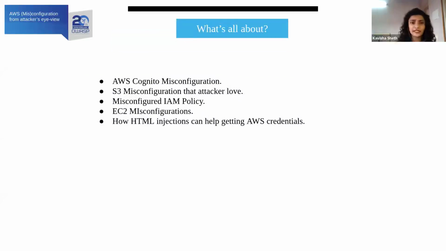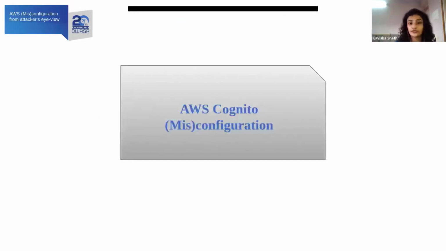I will be discussing AWS Cognito misconfiguration, S3 misconfiguration, then misconfigured IAM policy and EC2 misconfiguration. Then we will also talk about how you can use an HTML injection vulnerability to get AWS temporary credentials. I will be covering the approach, not the step-by-step procedure, because I have to cover everything within 25 minutes, so it will be quite brief. Let's start with the AWS Cognito misconfiguration.